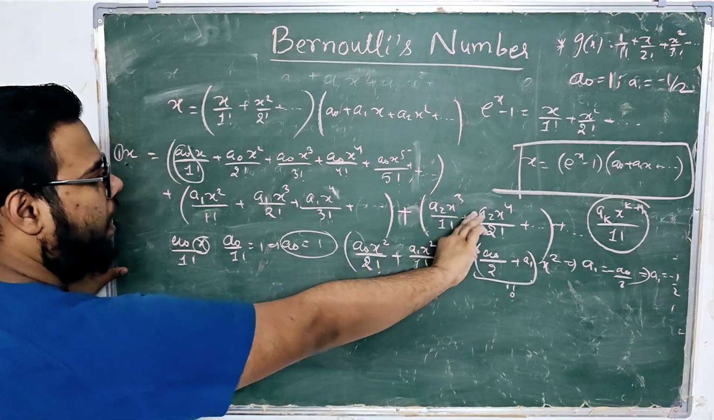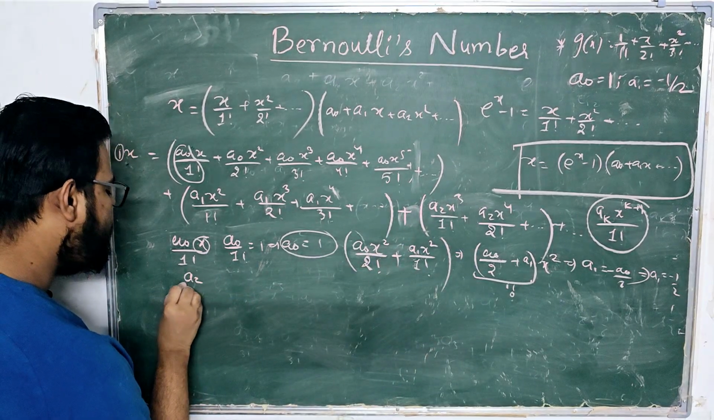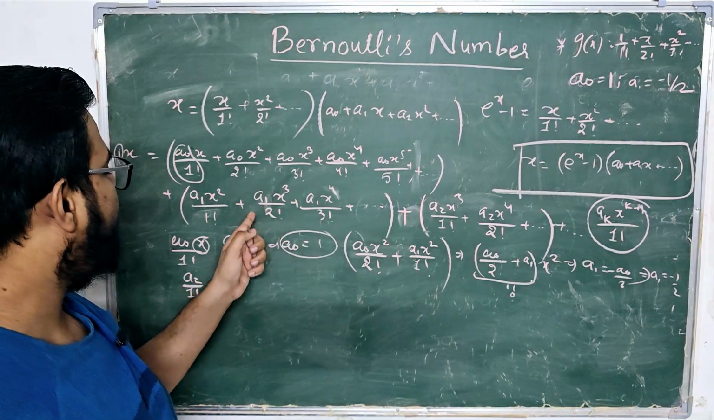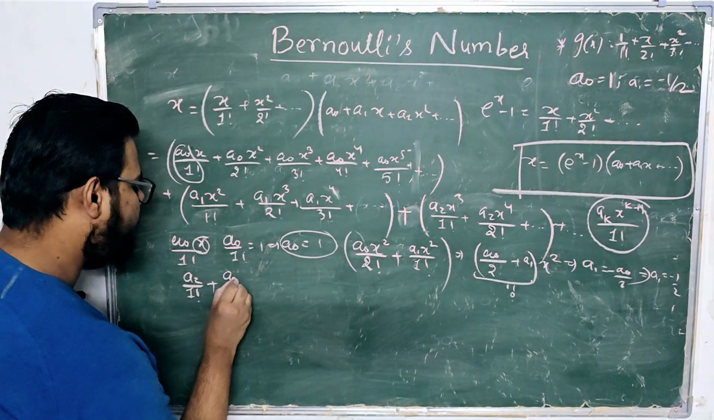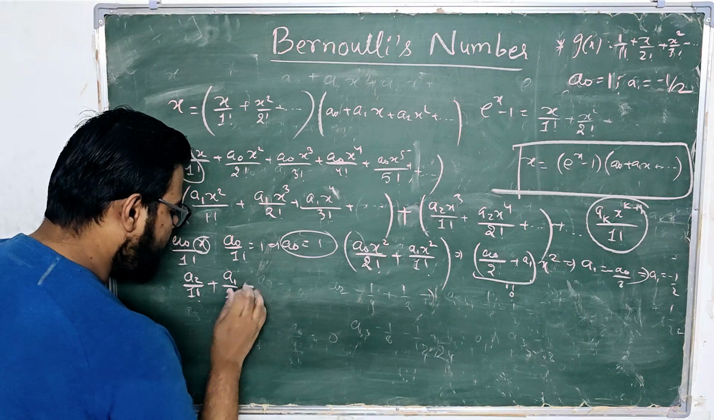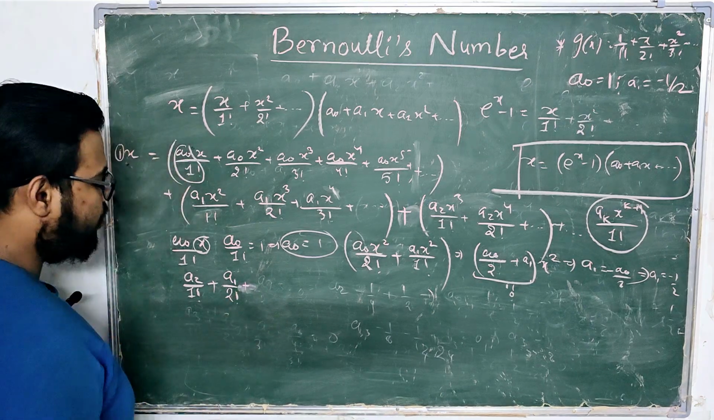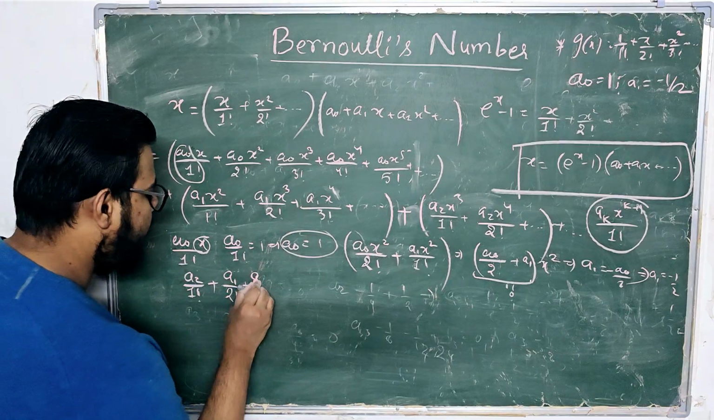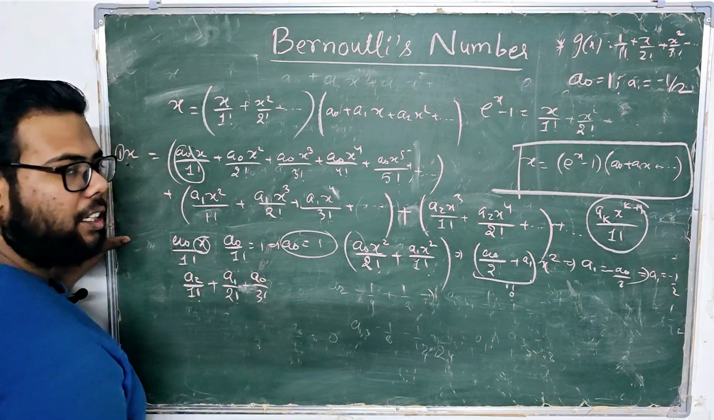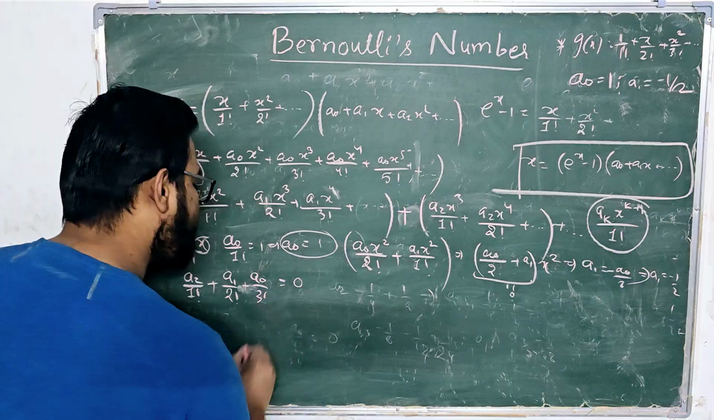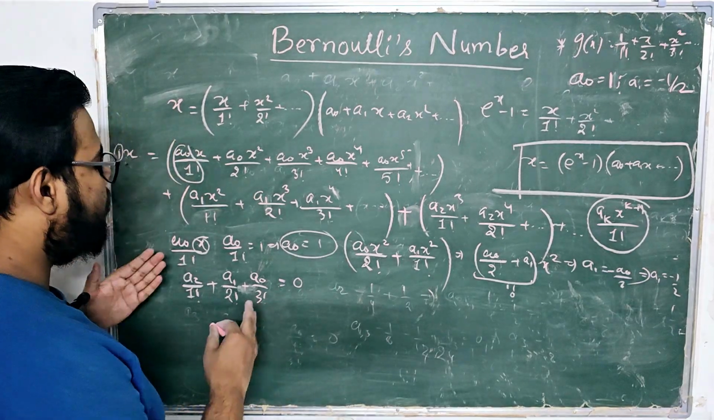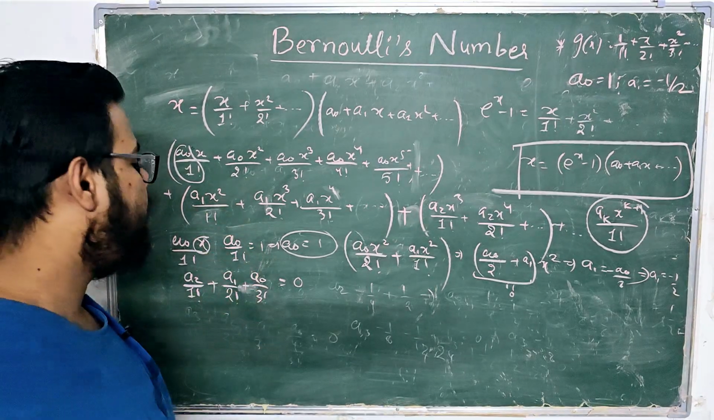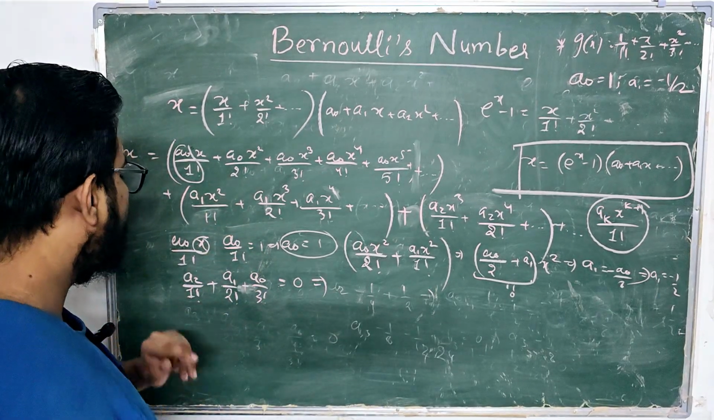Now for a2 you have to bring x cube terms together. So a2 by 1 factorial plus, what is the coefficient of x cube over here? a1 by 2 factorial plus a0 by 3 factorial, right? Correct? And now we will set it equal to 0, right? Because we want the coefficient of x cube to be 0, because on LHS we don't have any x cube, right? So now let's solve for a2 over here.